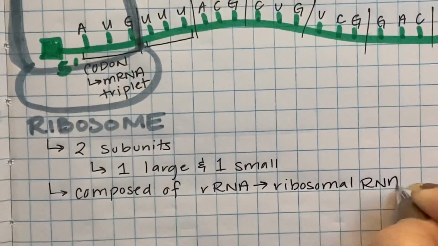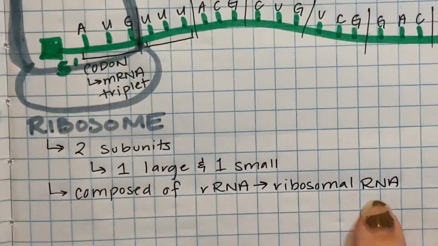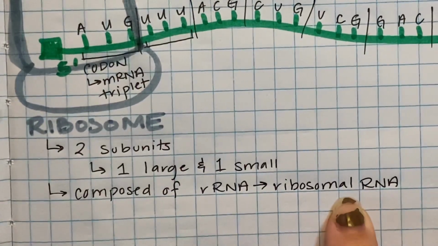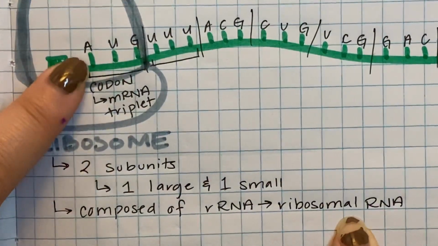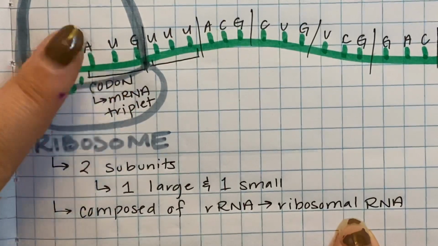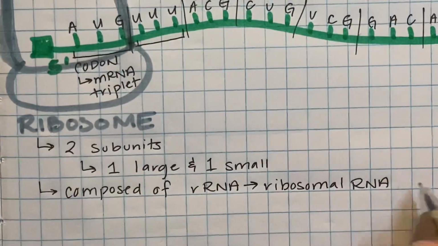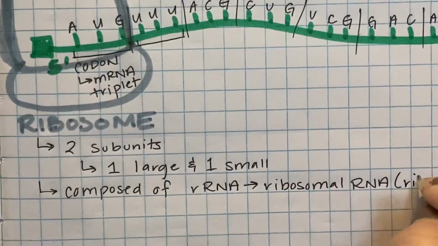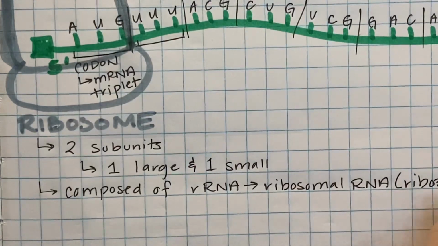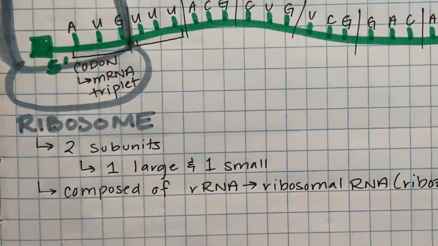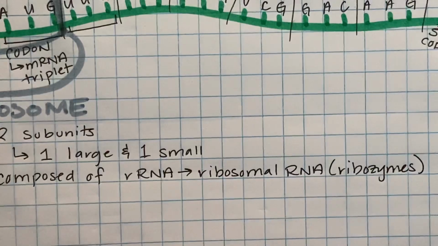So when we talked about ribozymes way long ago, these are the ribozymes. These are the portions of this ribosome that help catalyze this reaction of bonding the amino acids together. So it's made of ribosomal RNA. And then let's just make a note so you remember these are ribozymes. And then it's also made of protein. Why didn't I write that anywhere?